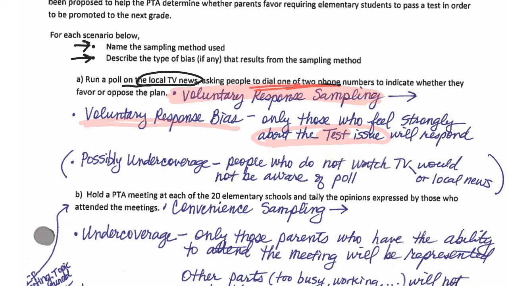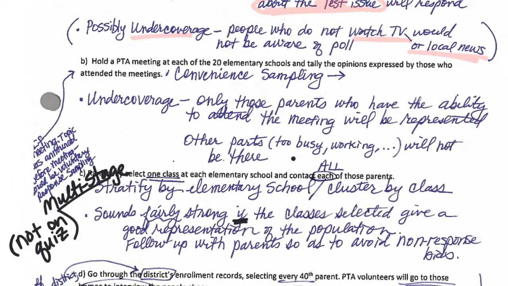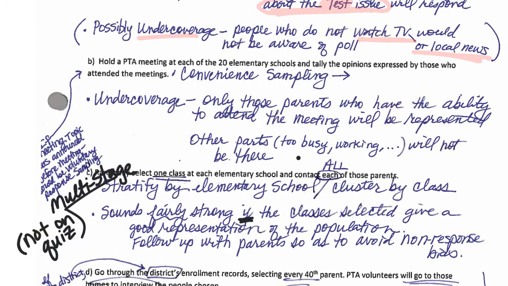Now, I could have also accepted undercoverage, because remember, not all people watch TV. I don't watch very much TV, and I rarely watch the local news. So that's going to be limiting on the people that you're going to be reaching. All right, the next one.